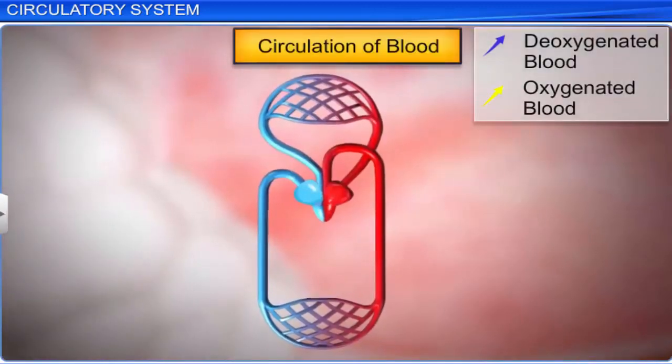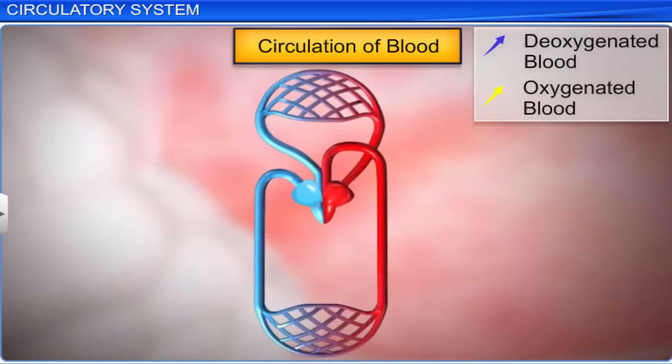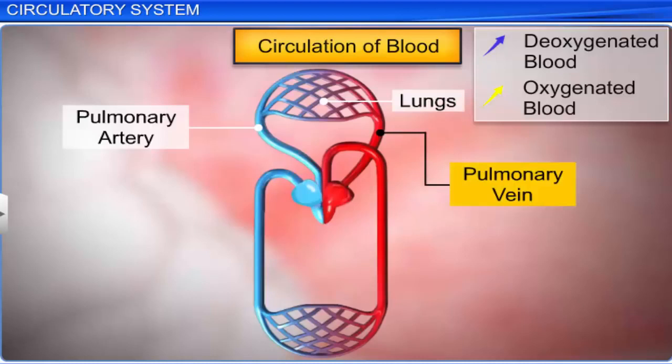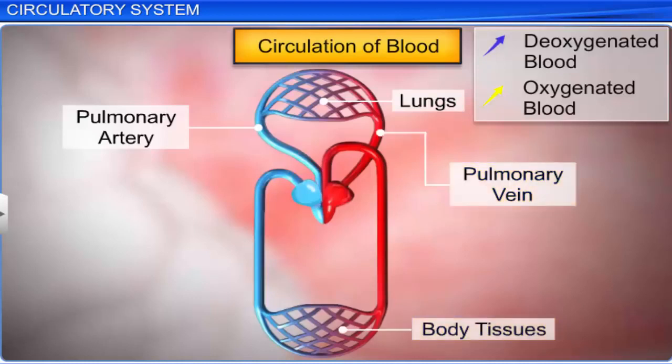However, there are two exceptions in which the artery and vein perform different functions. The pulmonary artery carries deoxygenated blood from the heart to the lungs, while the pulmonary vein carries oxygenated blood from the lungs to the heart.